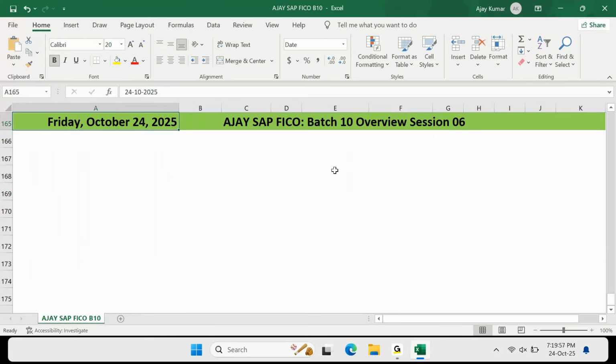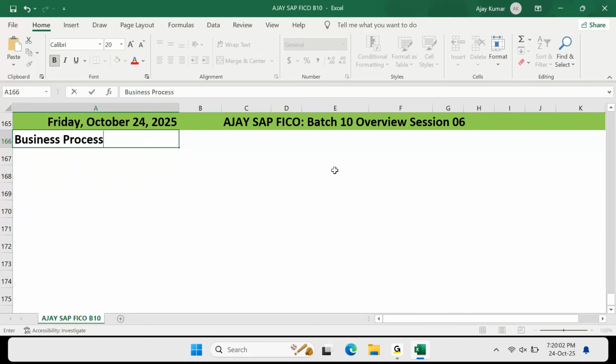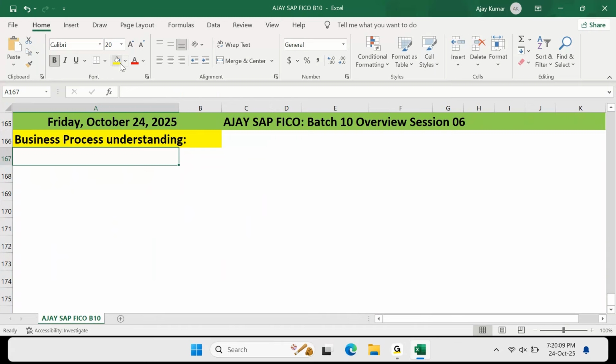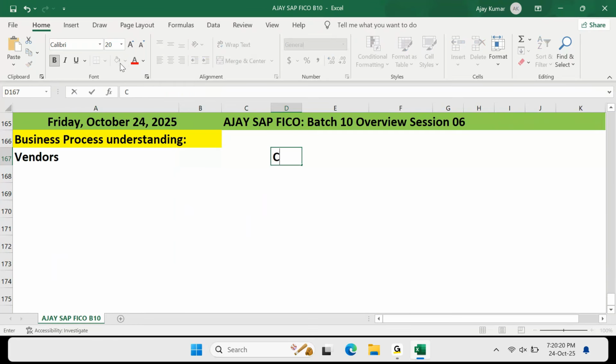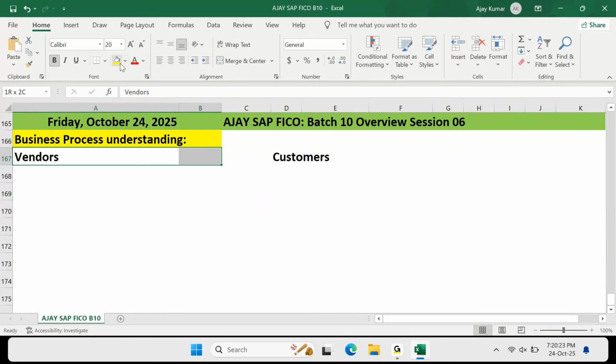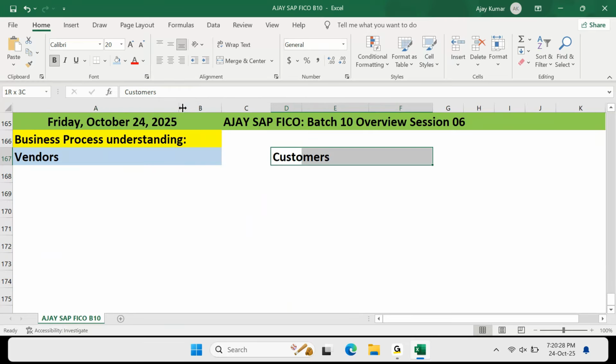Okay, now we'll try to understand something like business process understanding. Assuming that you're working in a project, now you'll have to take simple points that we are already aware of. If you talk about vendors and if you talk about customers, everybody is aware of a vendor and customer. Yes, no? Yes, sir. Most of you are aware of vendor and customer.